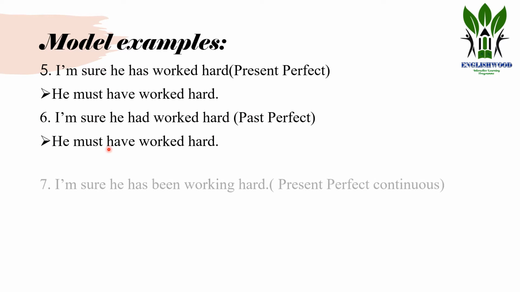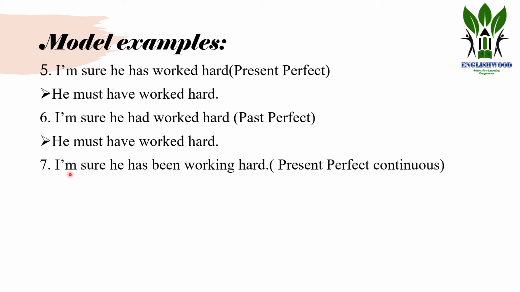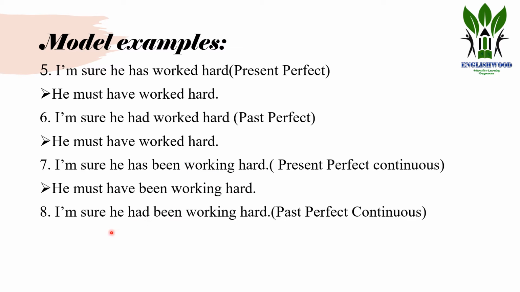This is used. Number 7, I'm sure he has been working hard, present perfect continuous tense. So this can be expressed as he must have been working hard. So has been working hard is have been working hard. It's just simple. Then I'm sure he had been working hard changes into he must have been working hard. So again, had been also changes to must have been, and these are also not frequent sentences.